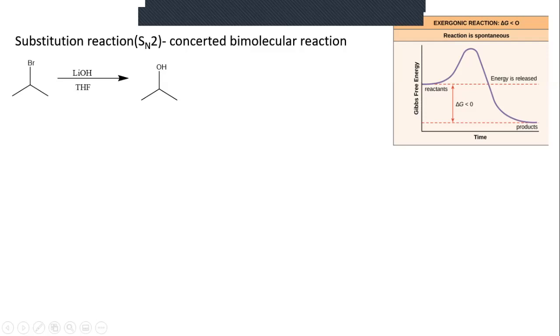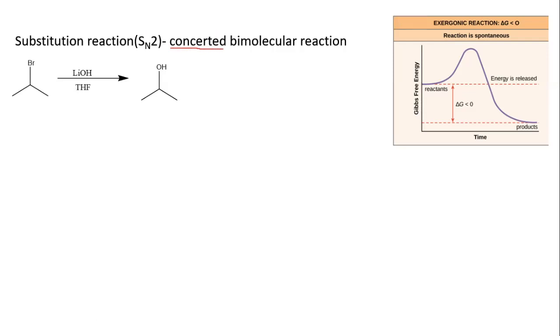So now let's look at an example of an SN2 reaction. Again, it's what we refer to as concerted, which means it all happens at the same time. The rate determining step is a bimolecular reaction. So notice over here to the right, for an SN2 reaction, there's only one activation energy. Remember, for SN1, there were two humps. For SN2, there's only one hump. And generally, substitution reactions are exothermic.